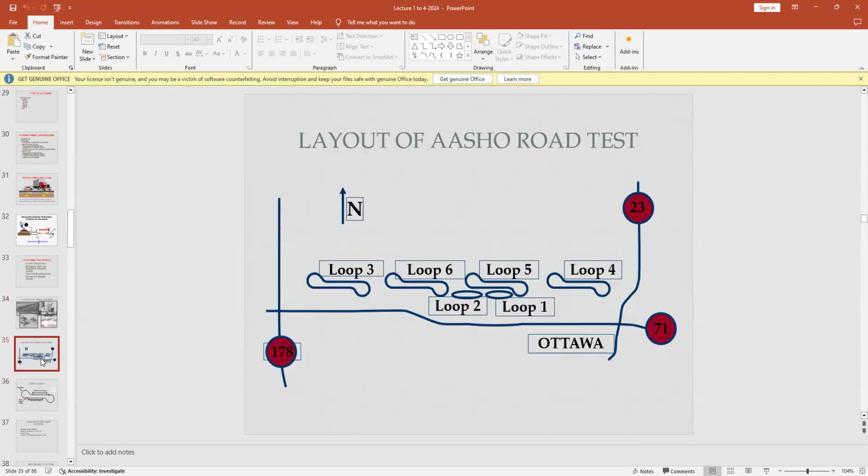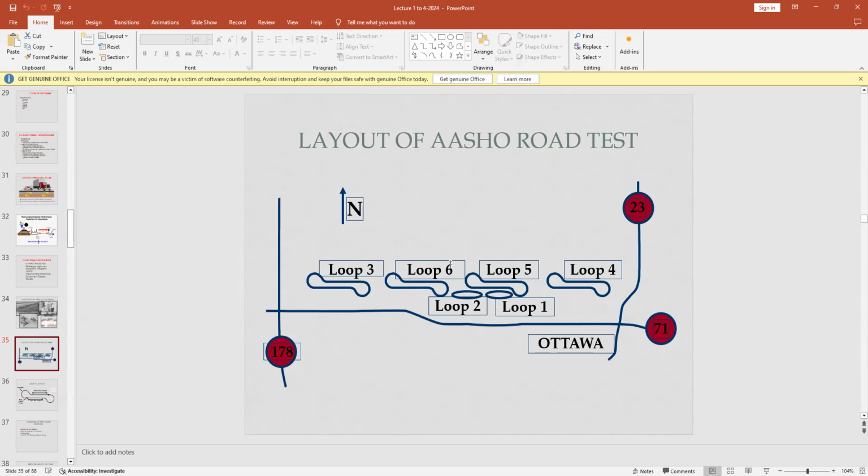What they have done is they have created a loop like this. Half of the loop is flexible pavement, and the other half is rigid pavement. So they constructed different loops on different soil strata. That was done at Ottawa, and that was the layout of the H2 road test.